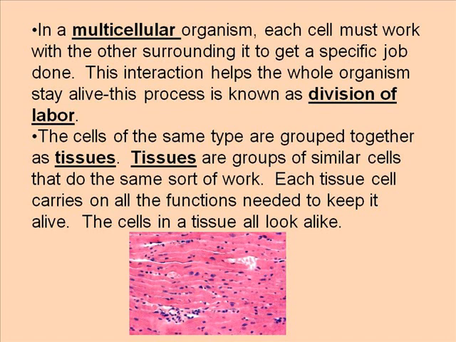And we're going to start with the smallest part, which is the cell. Cells that are the same type are going to be grouped together, and they're going to make up a tissue. Tissues are groups of similar cells that do the same type of work. So you can have cells in a tissue, like in the picture below. That's a picture of muscle tissue. So each of those cells has a similar job to do.